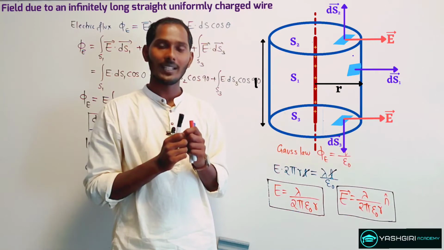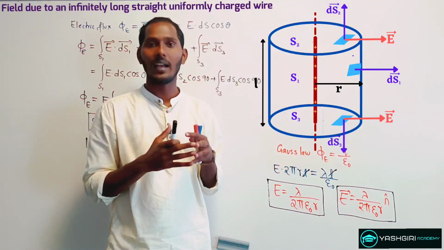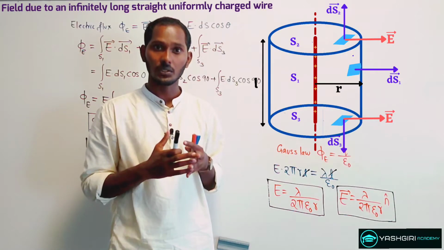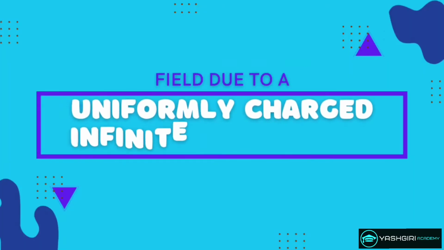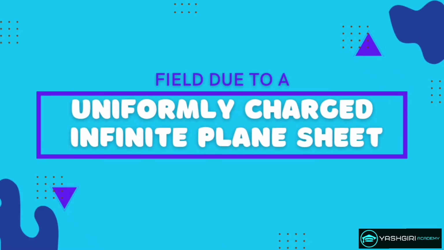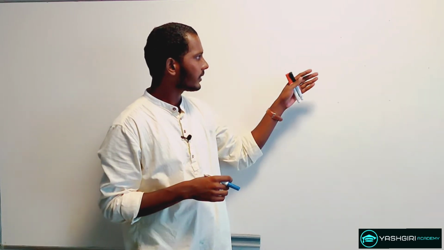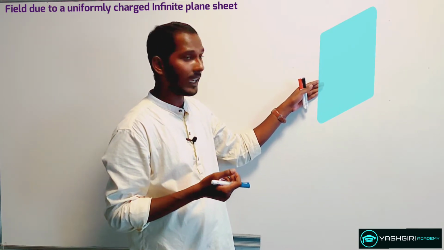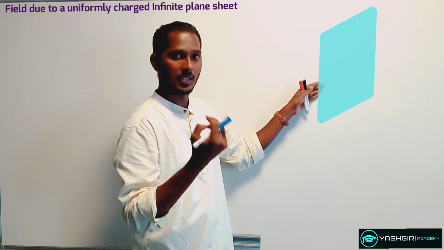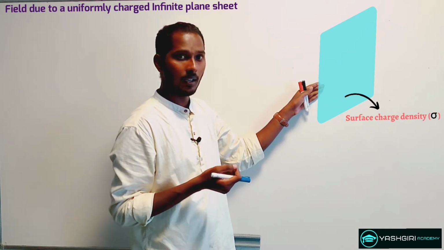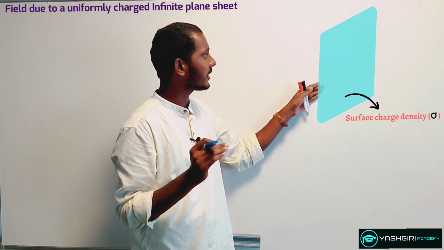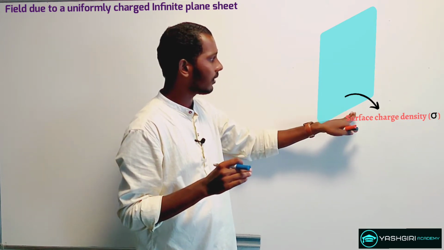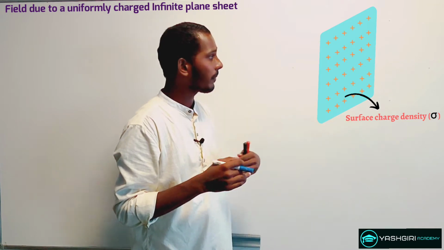Now let's see another case, when you have a uniformly charged infinite plane sheet. Here this is a thin infinite plane sheet which has a uniform surface charge density, say sigma, and again let us consider this sigma to be positive, which means that the charges available on this plane sheet are positive charges.